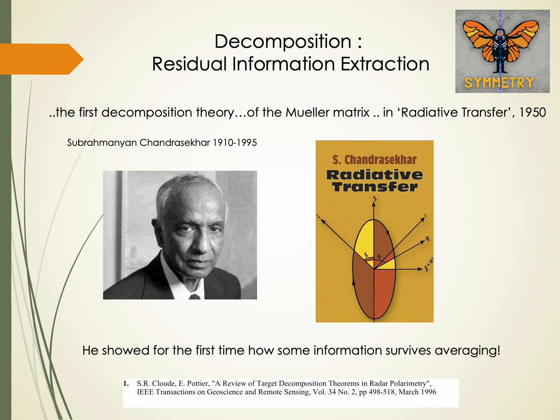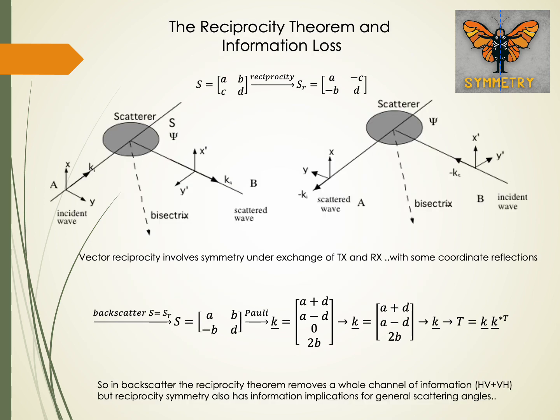This was the start of what is now called decomposition theory, ways to isolate signals from noise in matrix measurements of scattered light and microwaves. So let's turn to an example. Let's demonstrate first how symmetry leads directly to information loss.